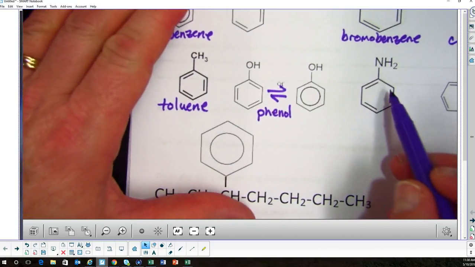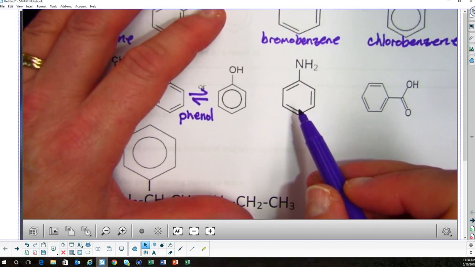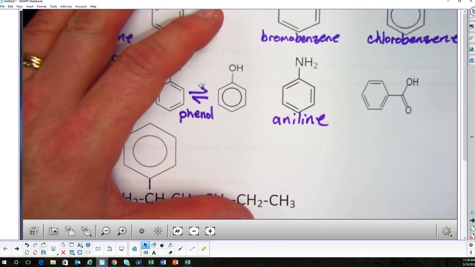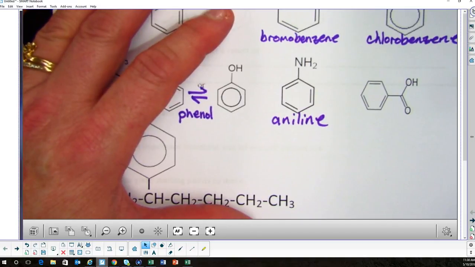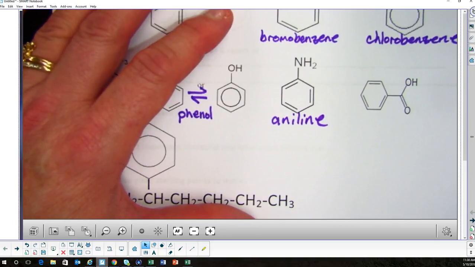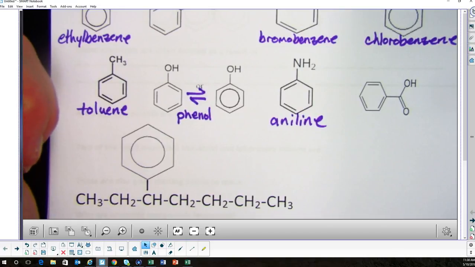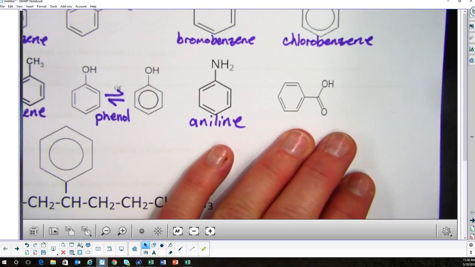Okay? This one right here, what do you think? This one has no rhyme or reason. You just got to memorize it. But this is used a lot in biochemistry and organic chemistry. So that's why it's given its own name, just like benzene. Did it have anything to do with cyclohexene? No. Okay.